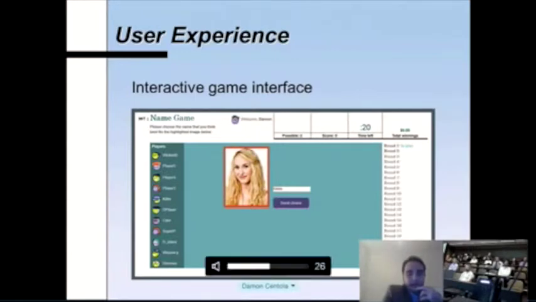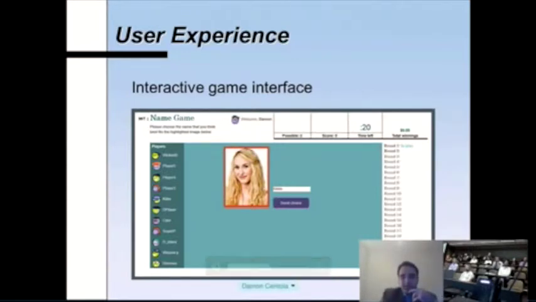So I have the mute button on. I'm going to turn that off for a second. I'm going to hear my own echo now. I want to make sure that people are clear.